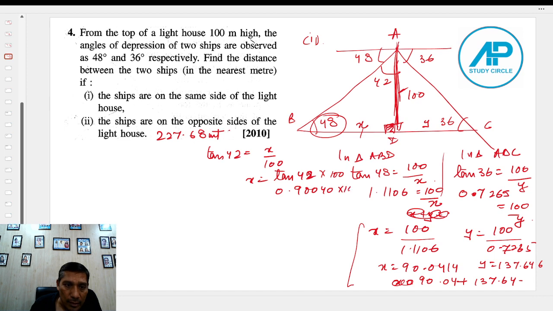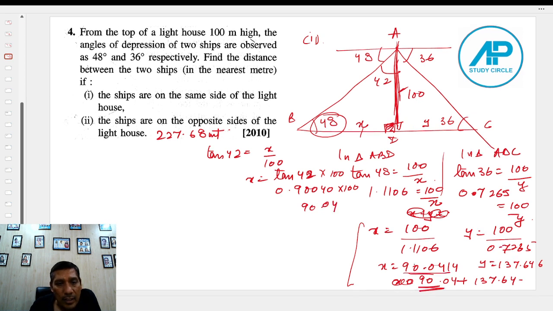0.9004 into 100 gives you 90.04. The answer is exactly the same both ways, but multiplication becomes very easy. The second part: this angle is 36, this angle is 54.